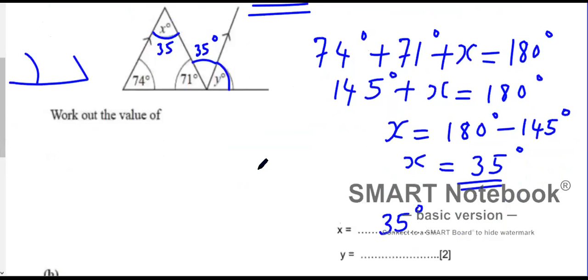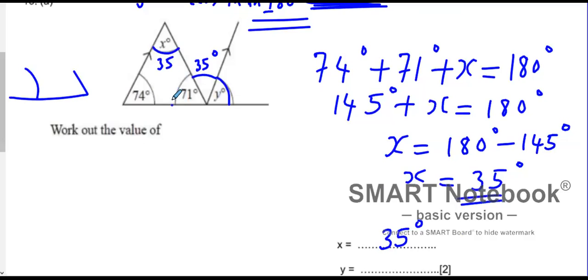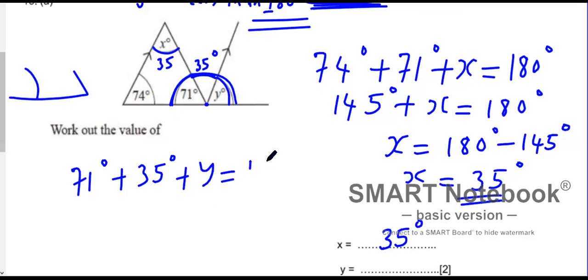How do we find the value of y? We know that angles which meet up at a point on a straight line add up to 180 degrees. So take 71 plus 35 plus y. That will be equal to 180 degrees. Angles on a straight line add up to 180 degrees.